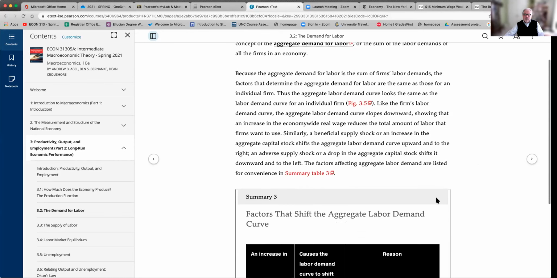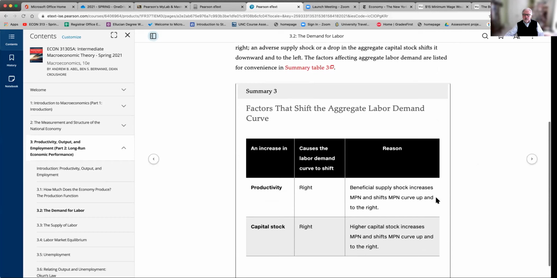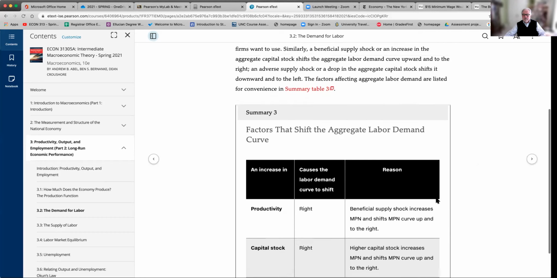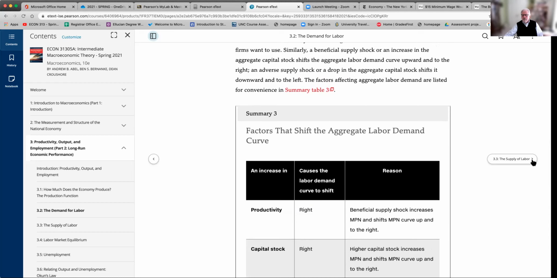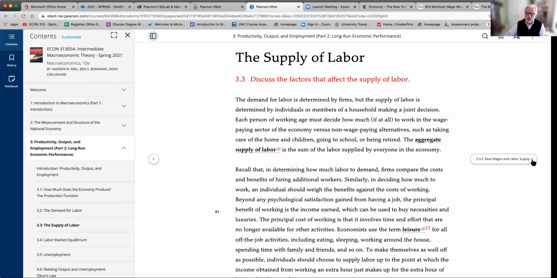So we can think about the things that affect, in this case, the aggregate labor demand curve. These summary boxes in each chapter are going to be really important to pay attention to. They're going to summarize the things in particular that shift curves in our model in a kind of shorthand way. Okay.